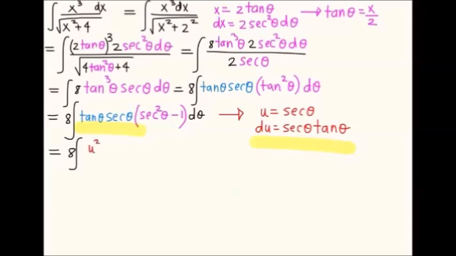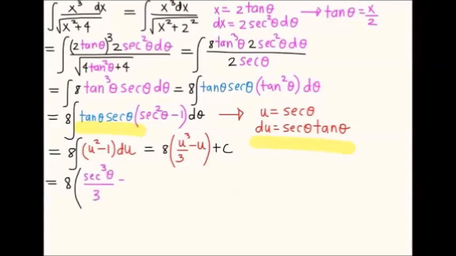So we have the integration, 8 times the integration of the quantity u squared minus 1 du. Now we can just integrate this term by term, which will give us 8 times the quantity u cubed divided by 3 minus u plus c. Now we need to put back in terms of theta, so we have this part right here, adding the plus c at the end.